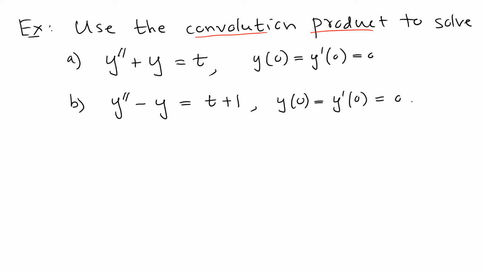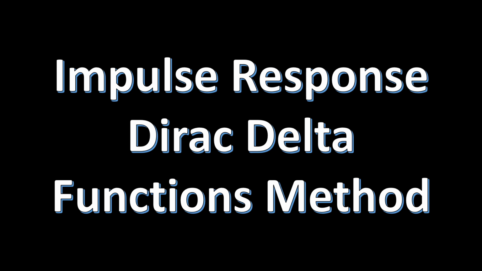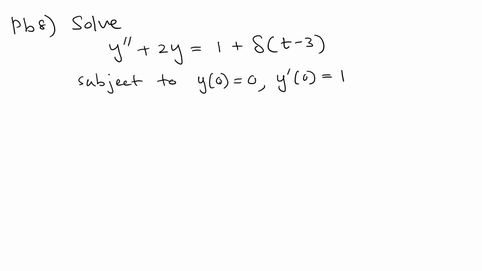Okay, so let's look at the next one, number 8. As the next problem we have y double prime plus 2y equals 1 plus delta of t minus 3. So this is what we normally call the Dirac delta function.